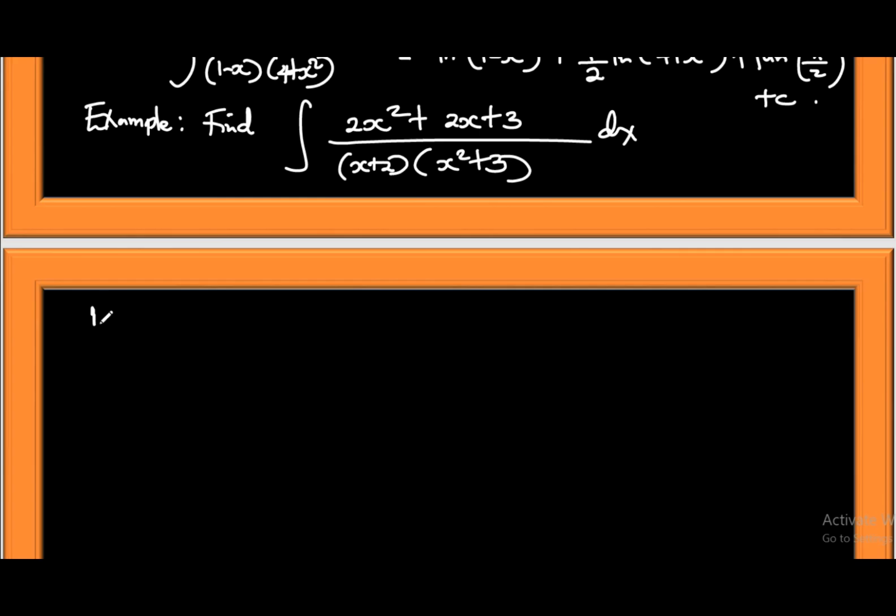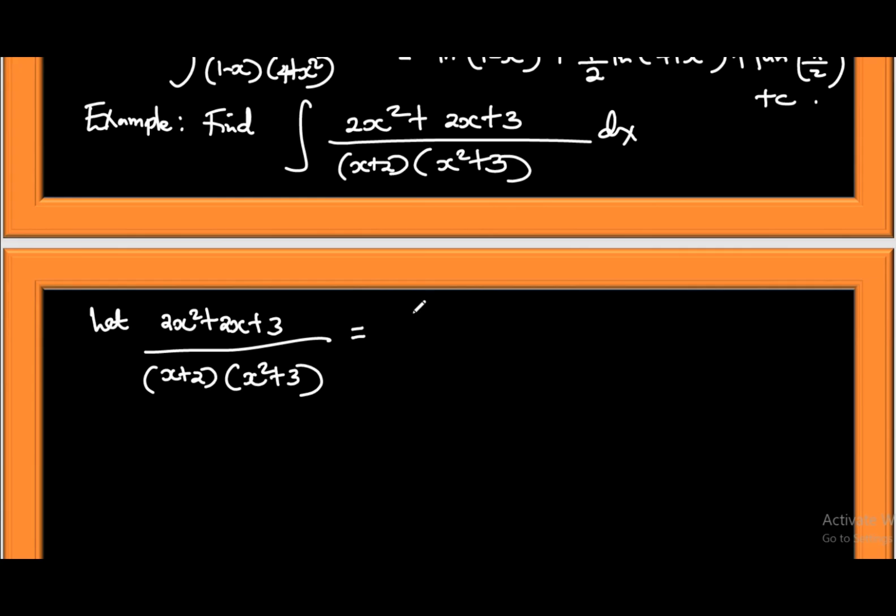So we shall begin by letting, in our solution, 2x squared plus 2x plus 3 divided by x plus 2 into brackets x squared plus 3 be equal to a out of the first factor, which is just a linear factor, and then plus bx plus c divided by x squared plus 3, which is our quadratic factor.